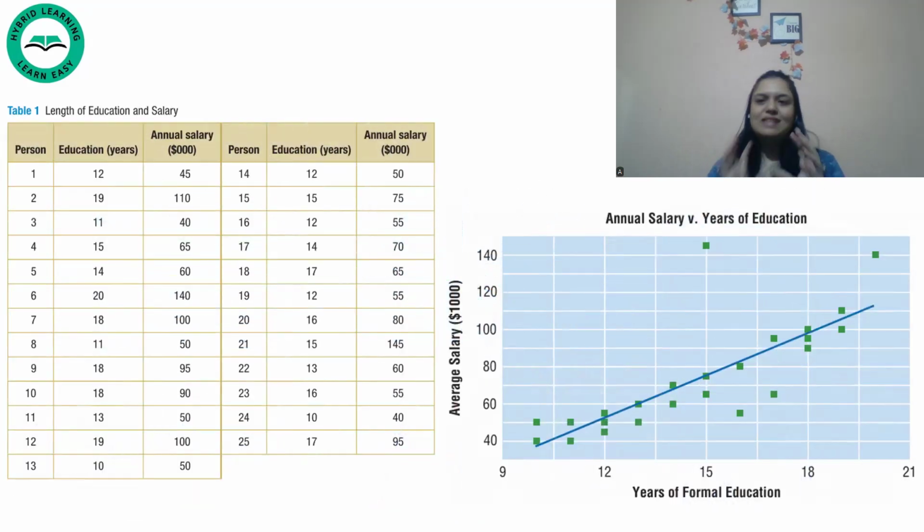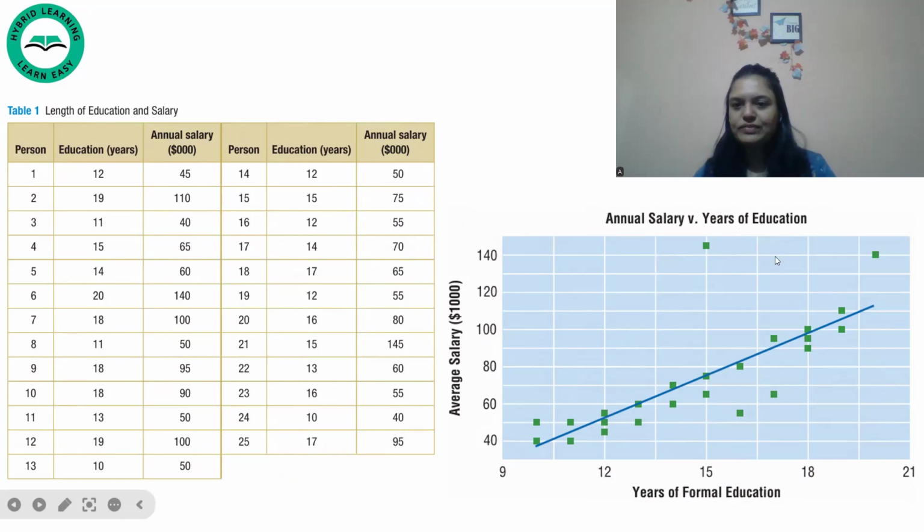Okay. Now let us understand the correlation study using an example. So this table that you can see on the left hand side shows the length of education and salary. So we have taken 25 different persons, and we have taken their education years and their annual salary. And on the right hand side, we have plotted the annual salary versus years of education.